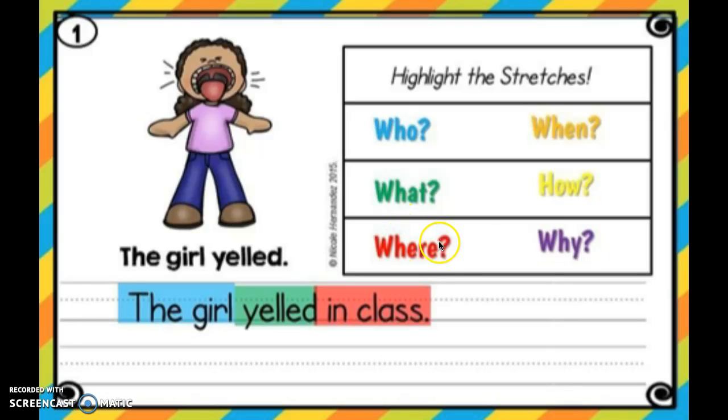Now we want to think of ways that we can add more information to our sentence. We could add where she yelled. We could say when she yelled. We could say how she yelled or why she yelled. You have lots of choices on how you would like to stretch the sentence.